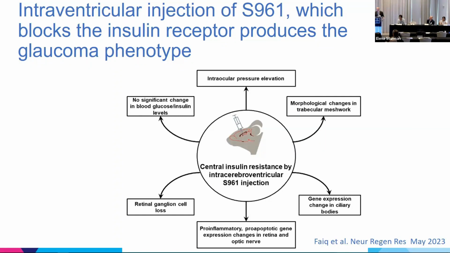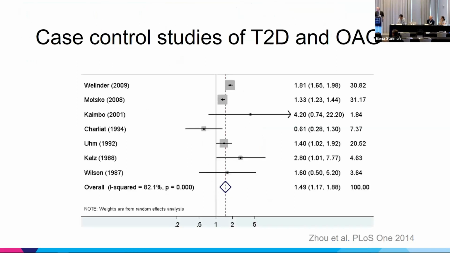Interestingly, this is a study that was published recently in May of 2023, showing that intraventricular injection of a compound called S961, which blocks insulin receptors, produces a glaucoma phenotype. When you inject this intraventricularly, you get elevated intraocular pressure and retinal ganglion cell loss. That's on the basic science level. What about the clinical level?